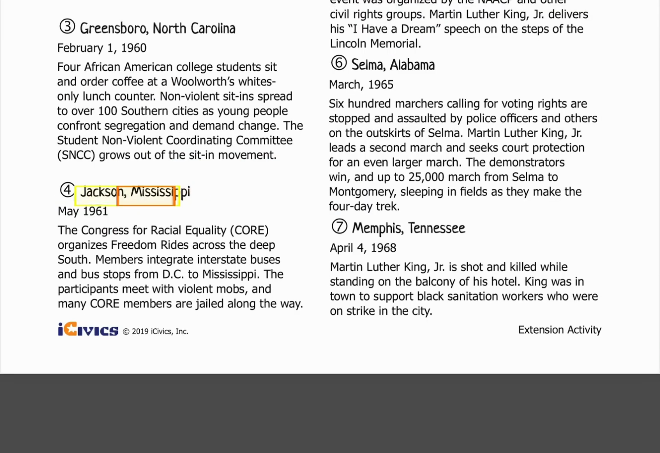Jackson, Mississippi, May 1961. The Congress for Racial Equality, CORE, organizes freedom rides across the Deep South. Members integrate interstate buses and bus stops from D.C. to Mississippi. The participants meet with violent mobs, and many CORE members are jailed along the way.